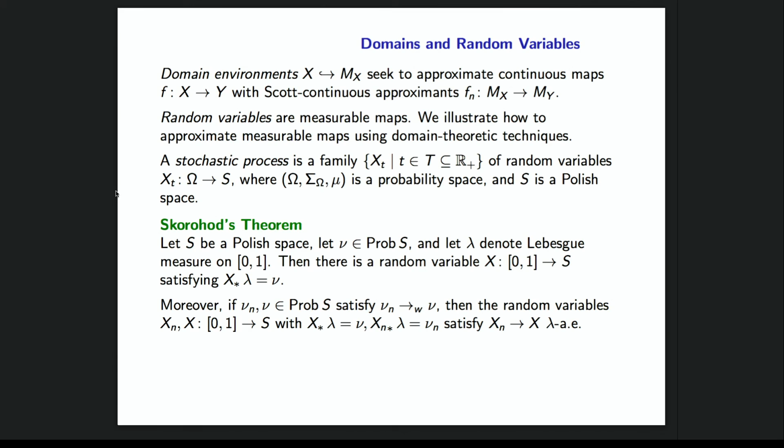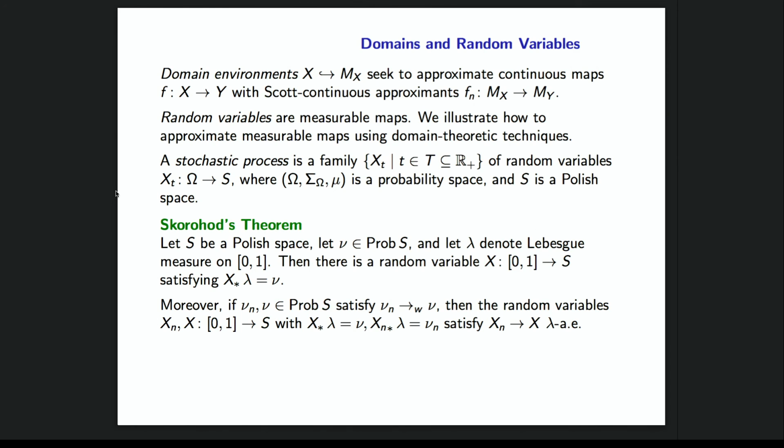And for that, I need to say a little bit more, but a stochastic process is just a family, people like to say a time-indexed family of random variables, where each random variable is from the same probability space into S, where S is a Polish space. So I mentioned that before. And there's a remarkable theorem that I've been just intrigued by for some time called Skorohod's theorem. And it's fairly easy to explain.